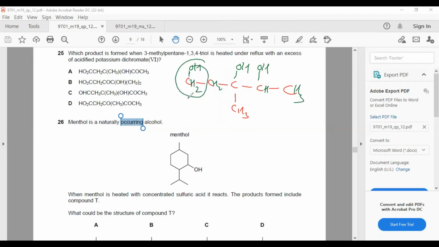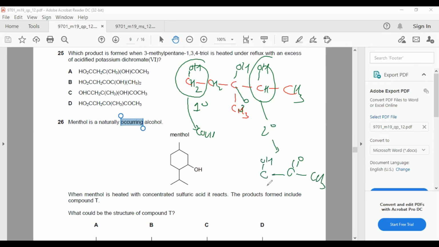This is primary, will form carboxylic acid on reflux. This has tertiary, no change. This is secondary, it forms ketone. So the product will be like this. Carboxylic acid, next to it CH2, next to it CH3COH, next to it ketone. A is the answer. Then let's see why not B.